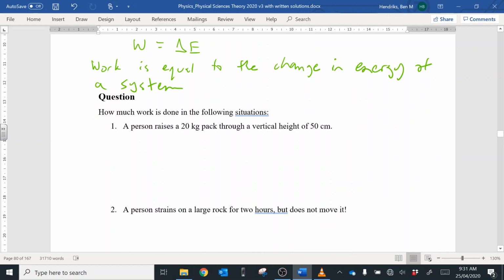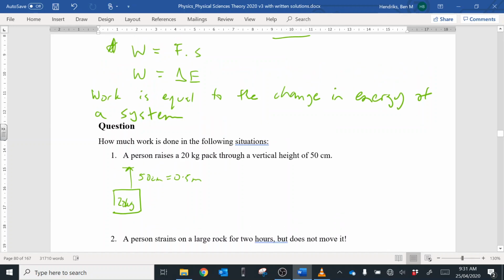So we'll go through a couple of questions just to go through a bit of the maths. So how much work is done in the following situations? A person raises a 20 kilogram pack through a vertical height of 50 centimeters. So if we have 20 kilograms here, and we're going to lift it up here, and that's 50 centimeters, which is equal to 0.5 meters. So we have work is equal to force times displacement.